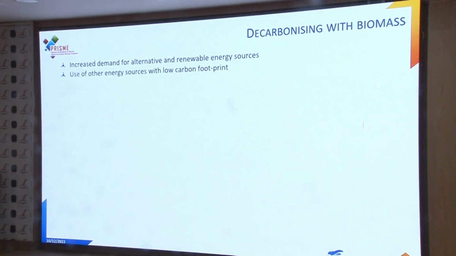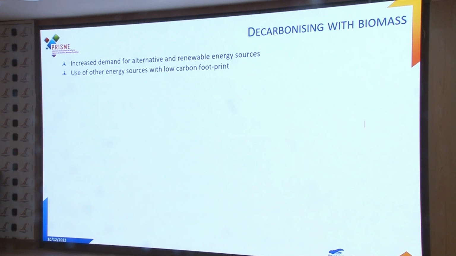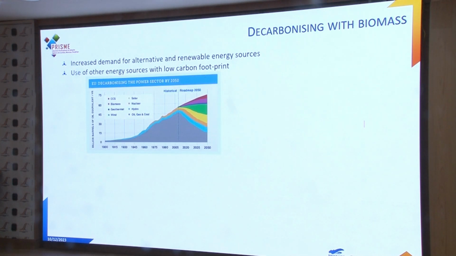So we can now move to the context, which will say how to decarbonize with biomass. So you all know, following the previous day's presentation, that there is an increased demand for alternative and renewable energy sources, and we need to use other energy sources with a low carbon footprint. So we can see here it's a European prospect, but anyway you can see the use of equivalent energy and the different share of the different kind of energy. And in purple here, this is the biomass share in the energy mix, and we can see that in the next day it will increase.